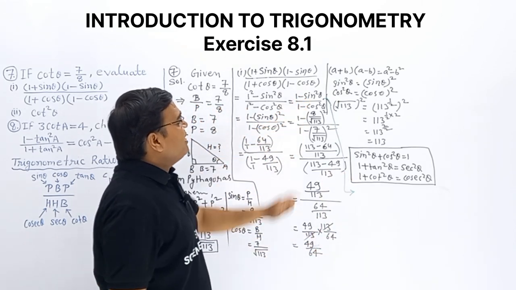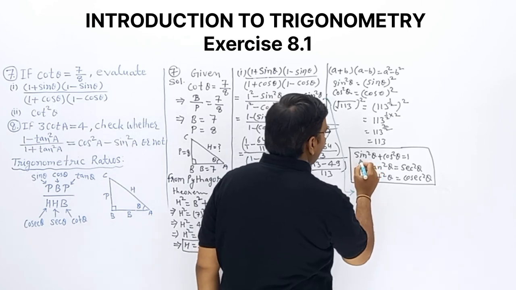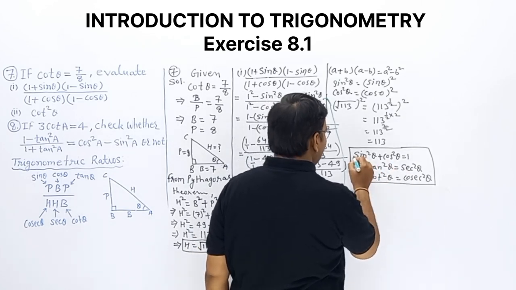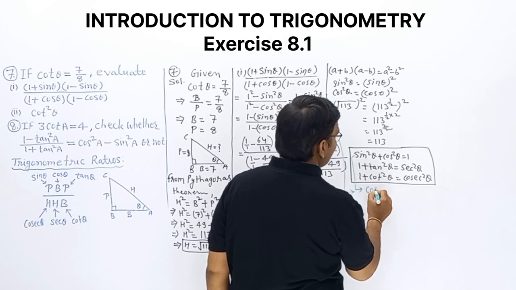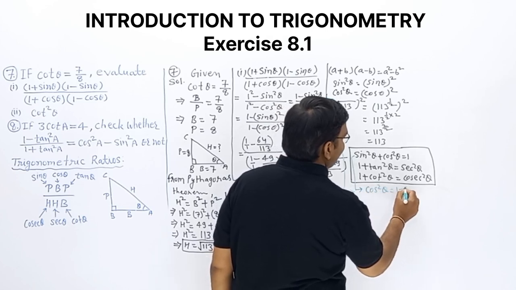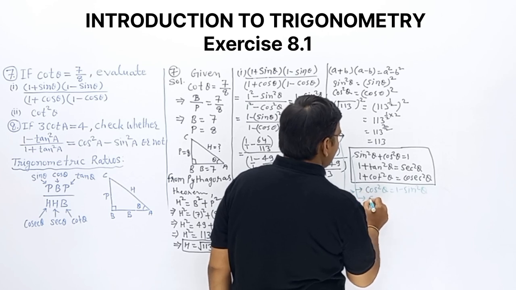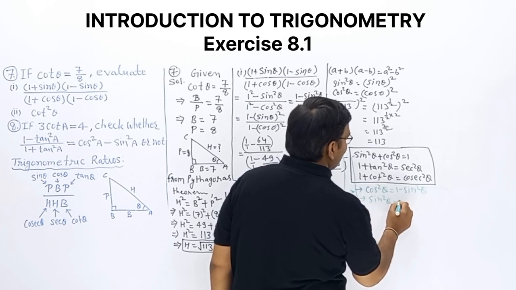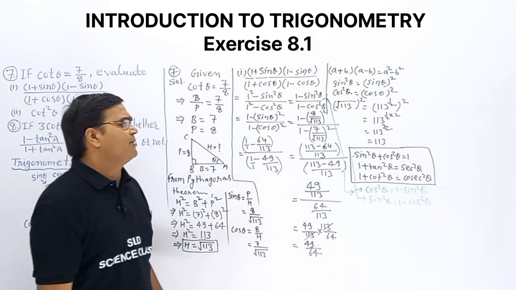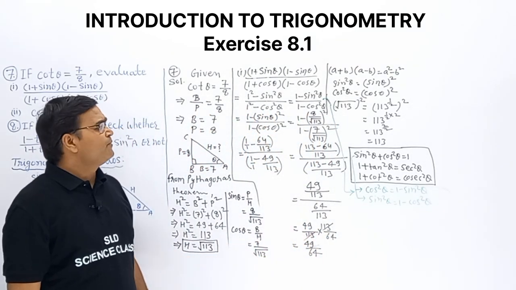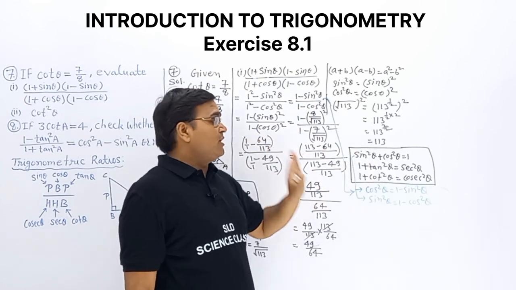1 minus sin square theta is what? From this identity, what can we write? Cos square theta equal to 1 minus sin square theta. Yes or no? And sin square theta equal to 1 minus cos square theta. Observe carefully, not hard, easy question. What we are doing? After this one, by using these identities we can solve.